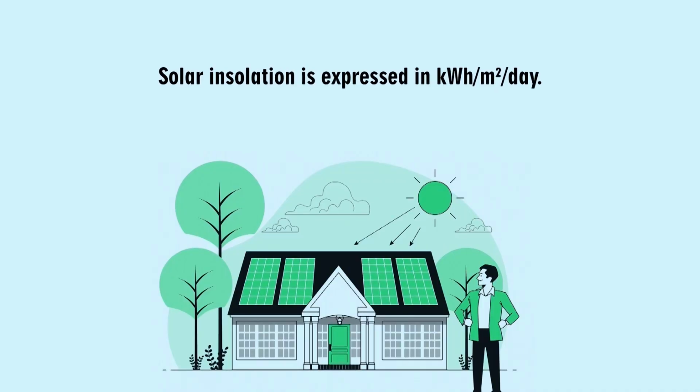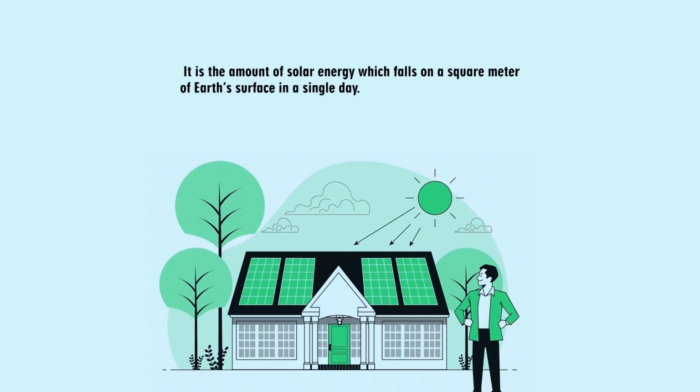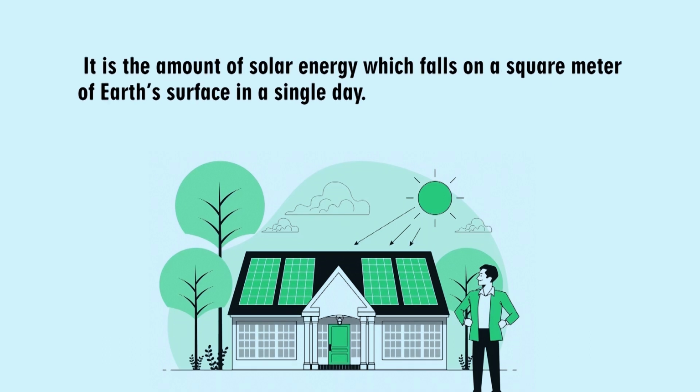The solar insolation is defined as the amount of sunshine incident on the surface of earth per unit area per day. You can determine the size of a solar collector provided the value of solar insolation is known. If the value of solar insolation is less, the area of the collector will be large compared to the case where the solar insolation is high. Solar insolation is expressed in kilowatt hour per meter square per day. It is the amount of solar energy which falls on a square meter of earth surface in a single day.